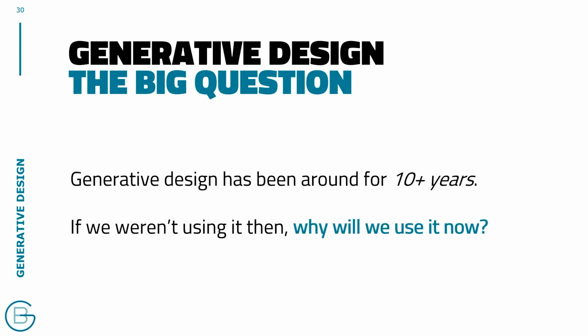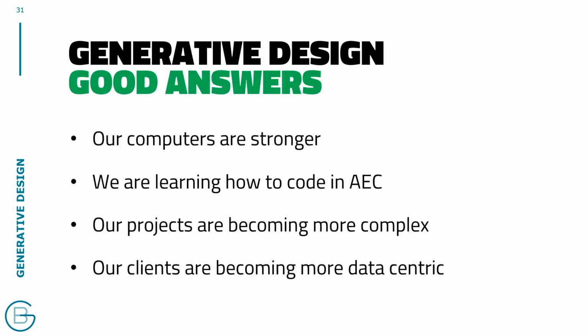So like I said, the big question is, if we weren't using it then, why would we use it now? Well, some answers that are good are that obviously our computers are stronger. We can run more studies more quickly on more computers with more memory, more software that can support it. We're also learning how to code in AEC now, so programs such as Dynamo have exposed more people to a computational way of thinking, which is really required in generative design. As well as this, our projects are becoming more complex. So there are more complex things we're measuring, things we're creating, things we're analyzing. So this could be a way to solve some of that complexity that analog processes can't really take on.